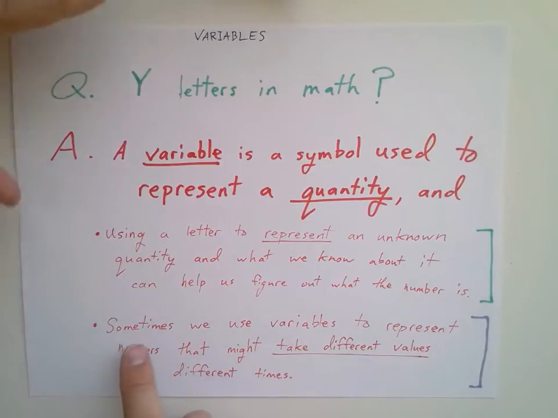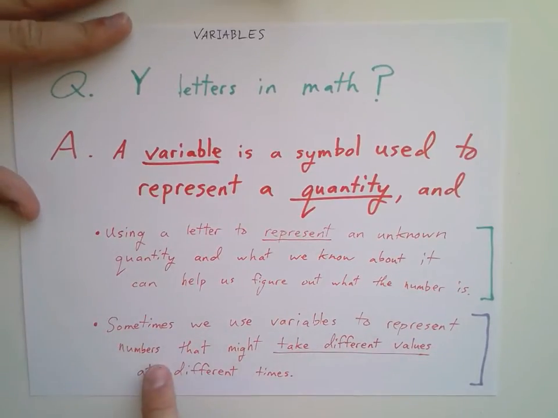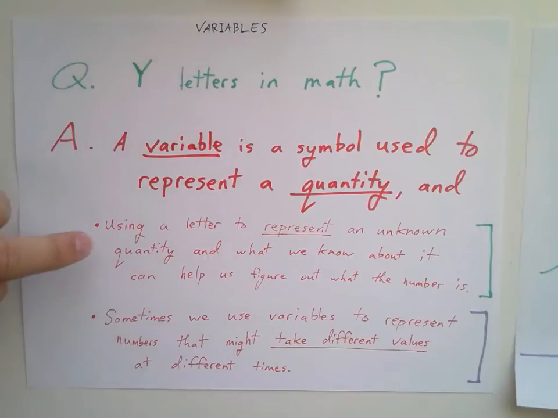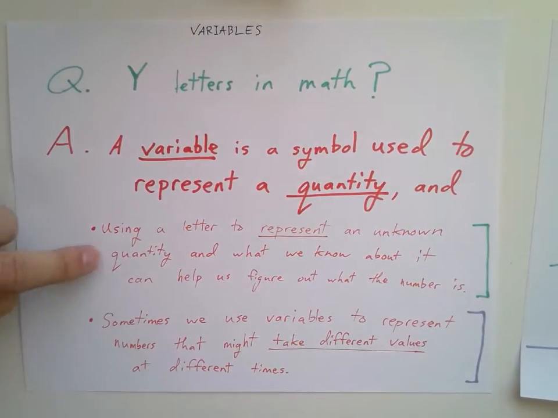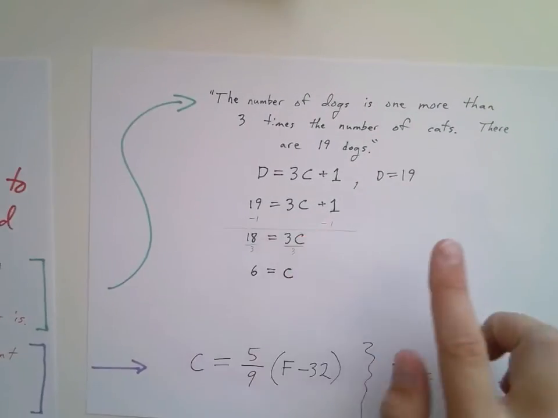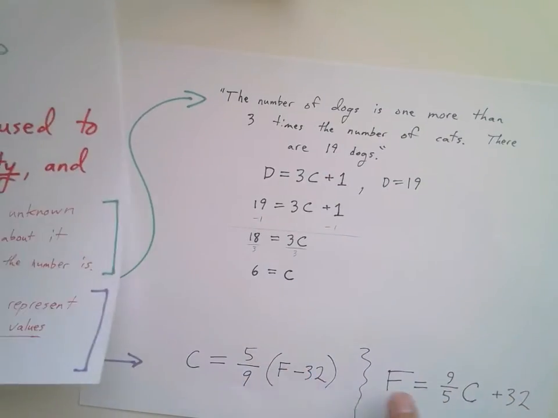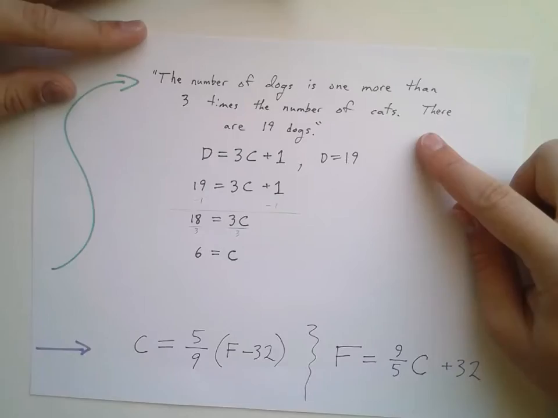Second thing is, sometimes we can use variables to represent numbers that might take different values at different times. So on your notes worksheet, there's an example space under each of those. That's going to be these two things right here. So this will be underneath that on your notes. This and this will go underneath this on your notes.